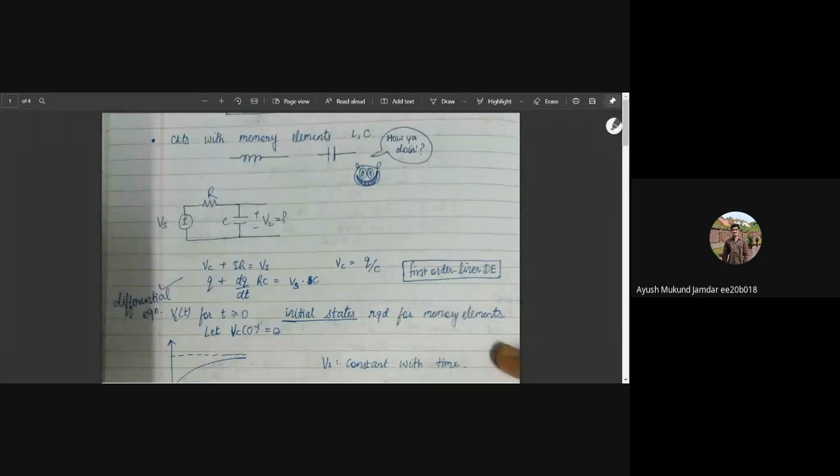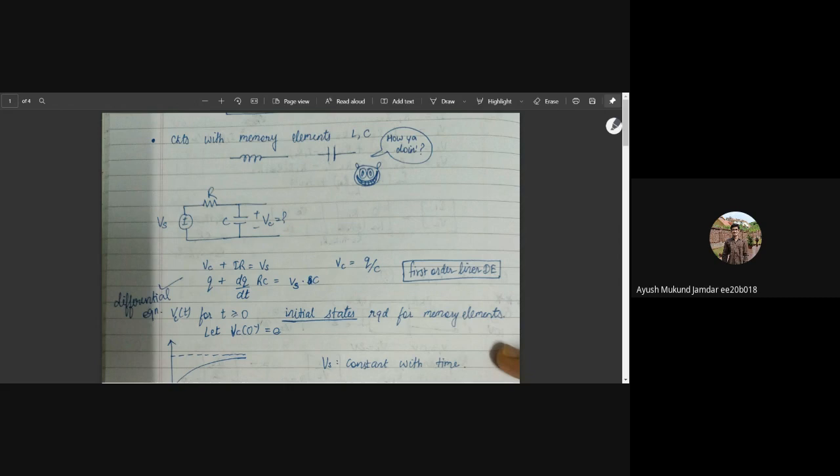So, starting with a simple RC circuit, we have voltage source Vs, R, and C, and the capacitor has a voltage Vc. So, what is Vc? Basically, this one has a constant voltage source Vs. So, just writing the differential equation, that will be in terms of, let's say, charge. So, Q plus dq by dt times RC is equal to Vs times C.